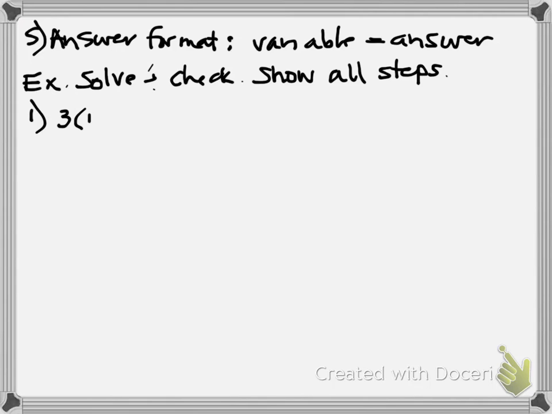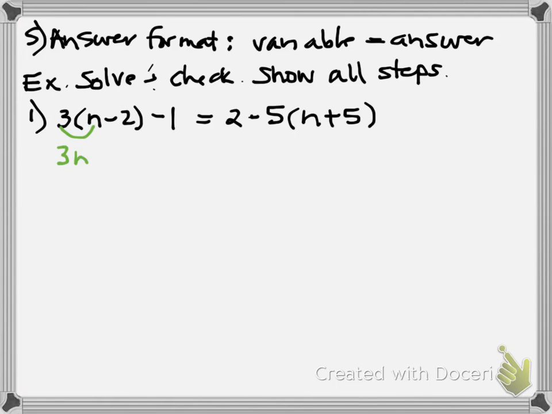So I've got 3 times the quantity n minus 2, that minus 1, equals 2 minus 5 times the quantity n plus 5. So this particular one, I've got parentheses on both sides. So job 1 is to remove those parentheses. And to do that, we're going to distribute. So we're going to multiply 3 times n, which is 3n, and we're going to multiply 3 times negative 2, which is negative 6. And then I write out the rest of the problem. So minus 1 equals 2.